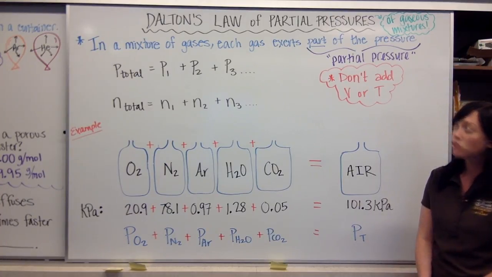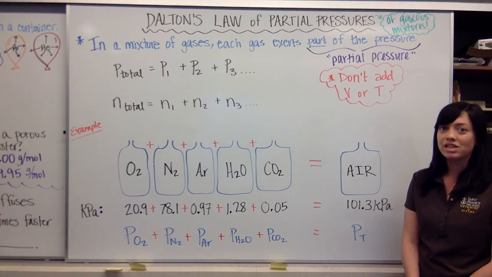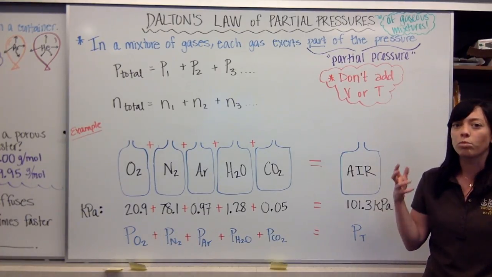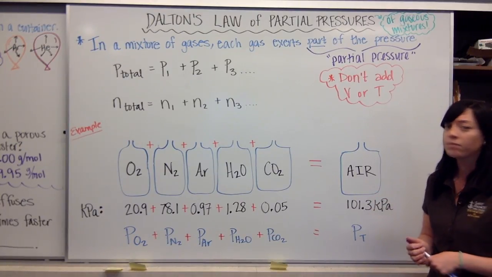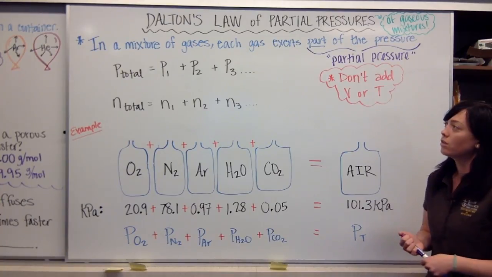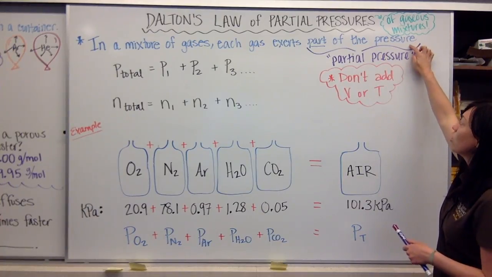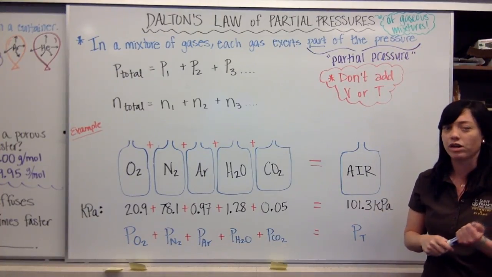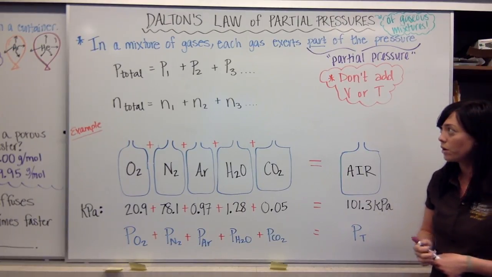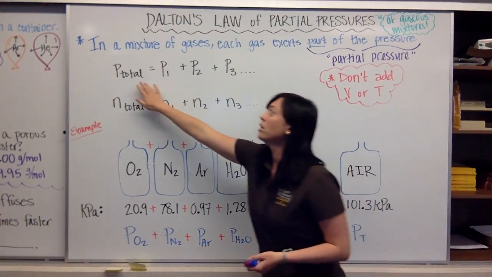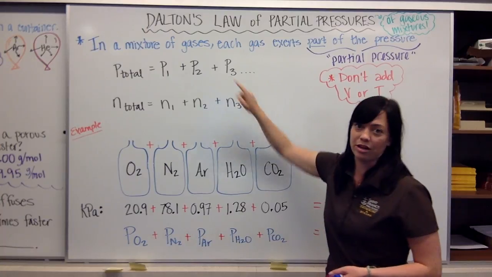So Dalton's law of partial pressures basically tells us that in a mixture of gases, each gas exerts part of the total pressure. Now, we've just been talking about the total pressure so far in everything that we've been doing, but now we're going to be able to figure out the partial pressure of each gas. That's the part of the total pressure that each gas is responsible for exerting. This is translated into a formula that is very straightforward. Our total pressure is equal to the sum of the partial pressures of each of the gases in that mixture.